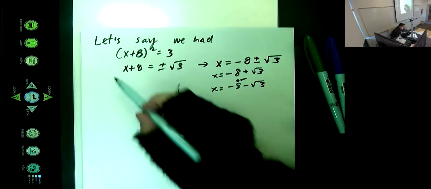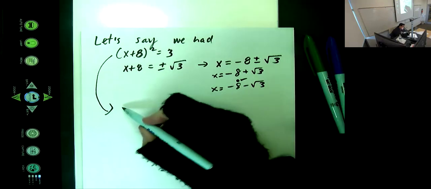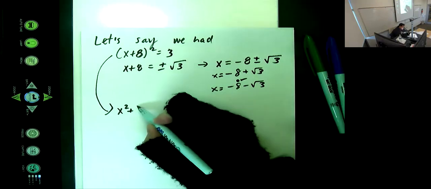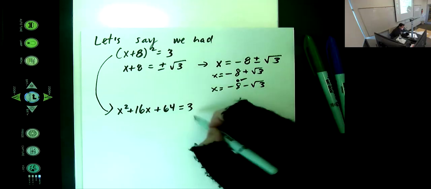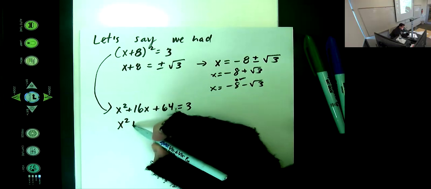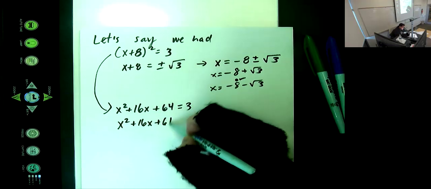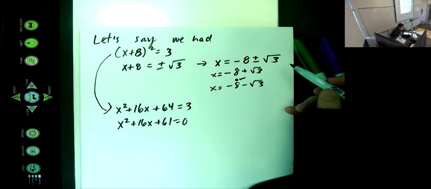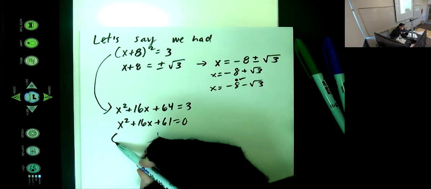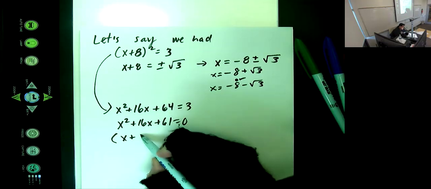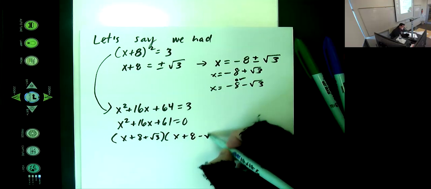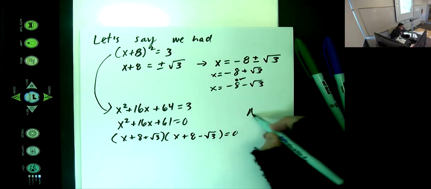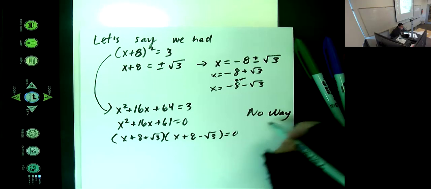What if we didn't complete the square though? If I multiply this out, I have x squared plus 16x plus 64 equals 3. And if I subtract the 3 over, I have x squared plus 16x plus 61 equals 0. Now, there's no way I'm going to recognize that this could equal x plus 8 plus square root of 3 times x plus 8 minus square root of 3. There's no way someone's going to be able to do that.